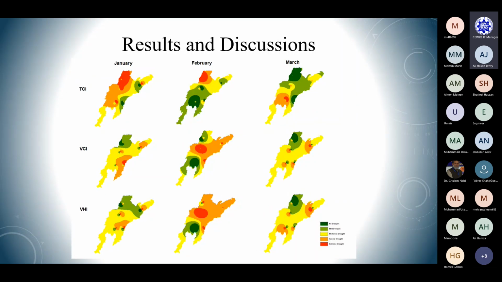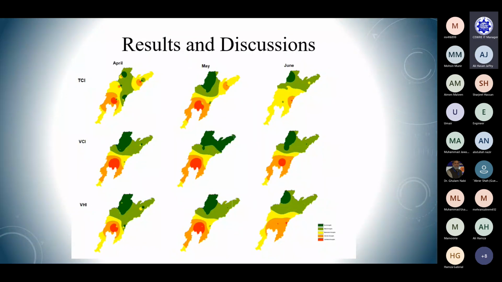If we talk about Dera Ghazi Khan, it is not experiencing any drought condition according to TCI, VCI and VHI reports for January, February and March. In April, the TCI showed no drought conditions, while VCI showed mild drought and VHI showed no drought. In May and June, all three reports showed moderate drought.